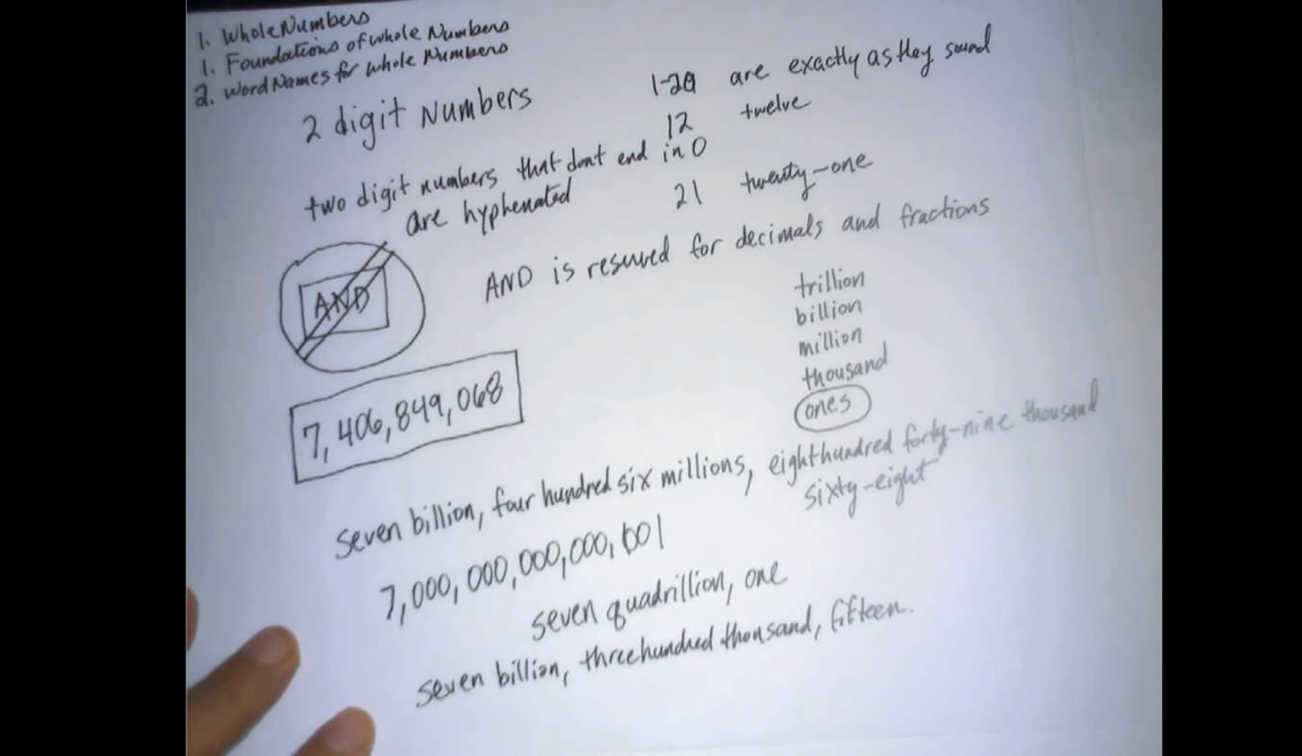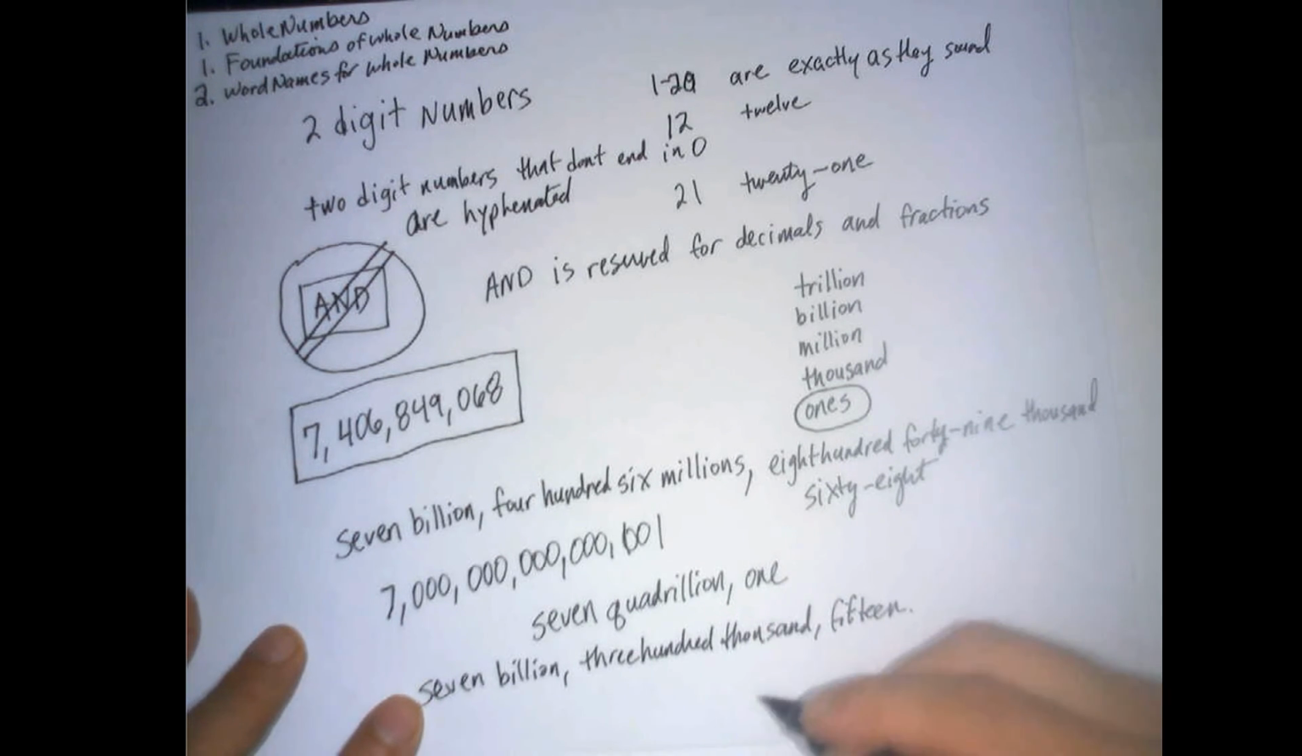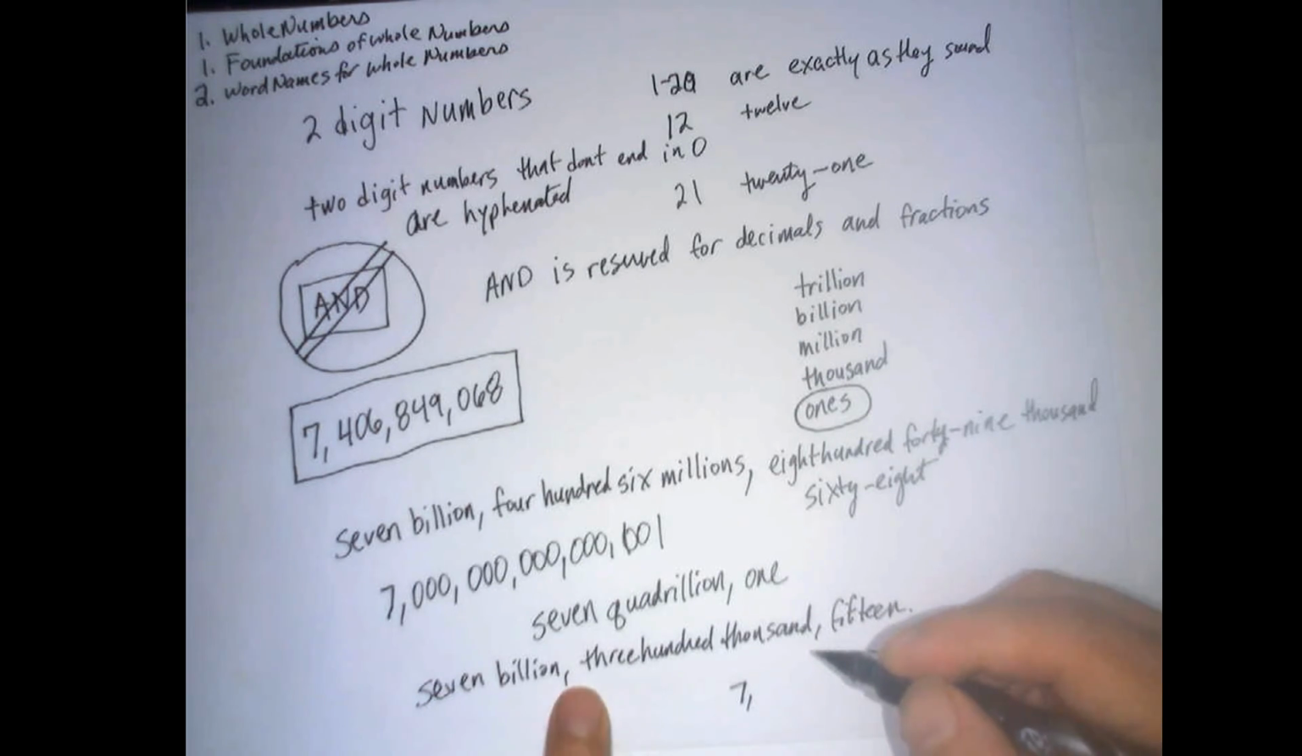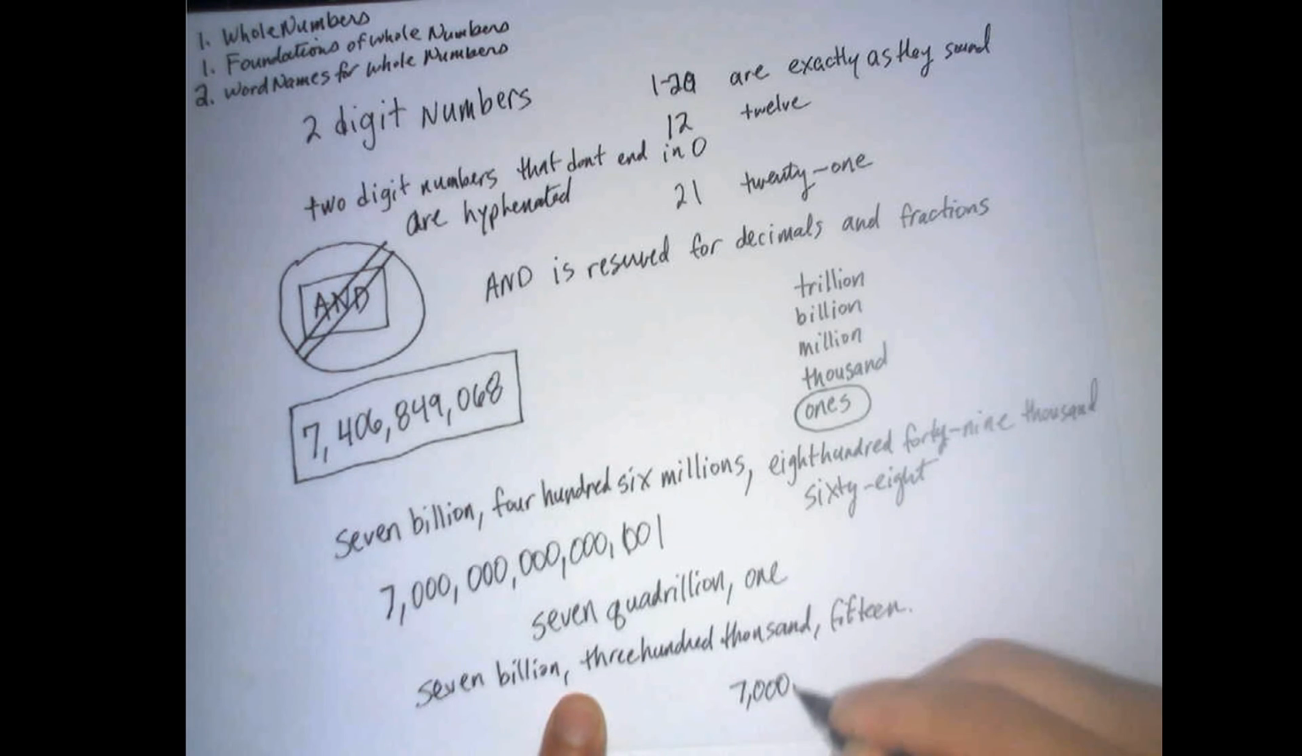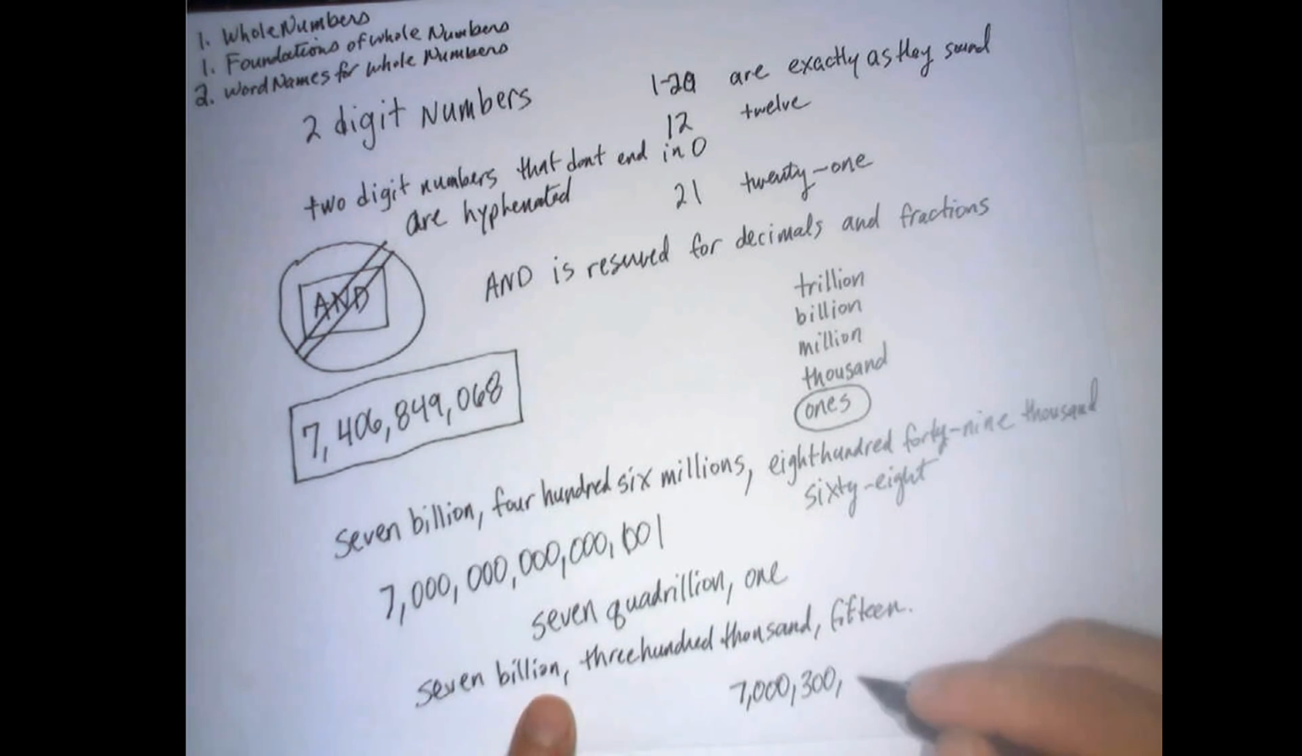Okay, so we got this number here. So the biggest period is 7, so it's 7 billion. And notice we skipped the millions period. There's no millions, so we have to fill it with zeros. 300,000, 15, and that's not 15, it's 015 because there's no hundreds.